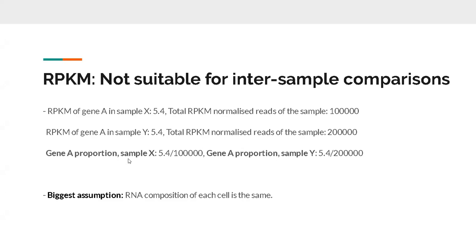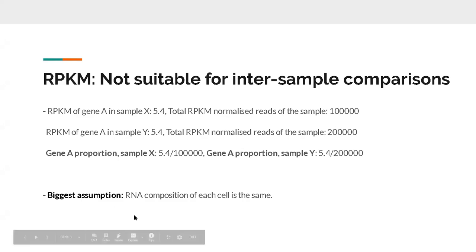But you are also not taking into consideration the total RPKM normalized read, which could differ. So the proportion of gene A in a sample could be different from its proportion in the other sample, even after the RPKM being the same. The biggest assumption that RPKM takes is that the composition of RNA in each cell is the same, and that is something which it does not account for.